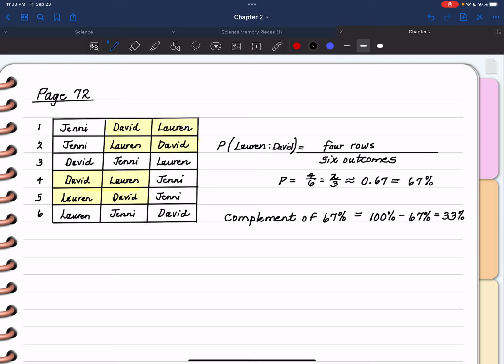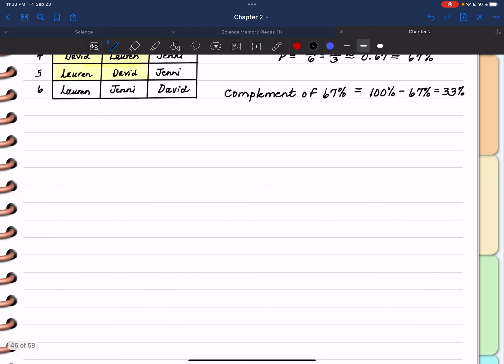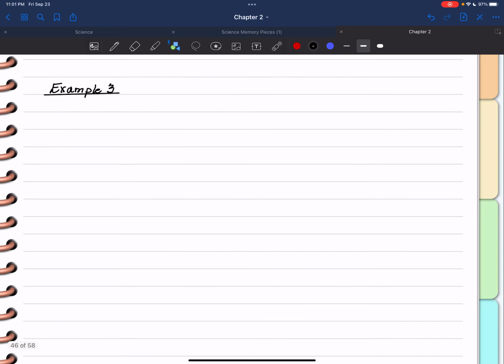Okay, let's look at another example. This was example 2. And you know what's coming up in example 3 if you're looking at the textbook. My very favorite thing in all the world. Tree diagrams. I hate them. All right, another way that you can count outcomes, we already have seen this, is to use tree diagrams.